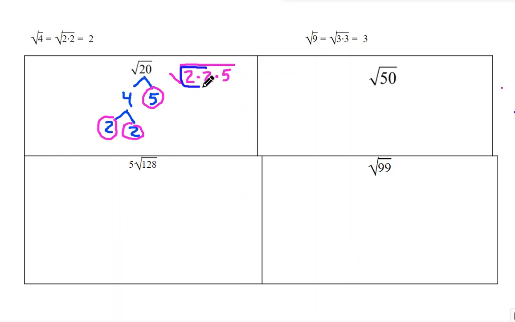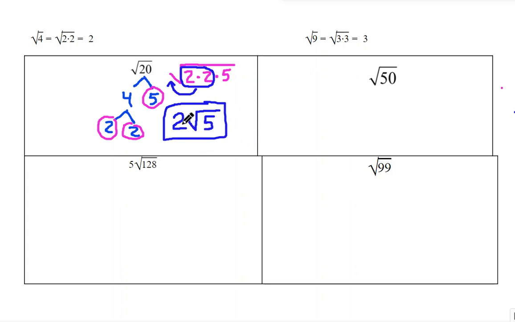Well, I have a pair of 2's, right? So since I have that pair of 2's, I can take that outside the radical. I'm going to take that outside by writing a 2. I took out a pair of 2's. All right, so what didn't have a pair? Well, 5 did not have a pair, so that's going to stay inside the radical. And this is my answer. This is my simplified radical.